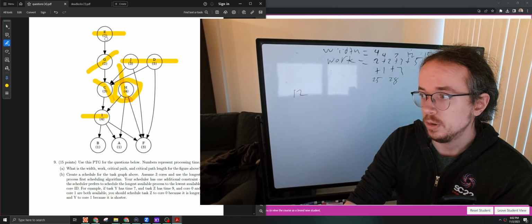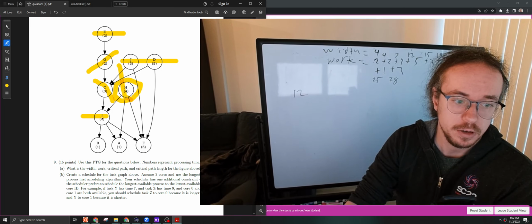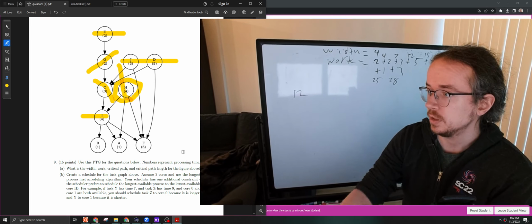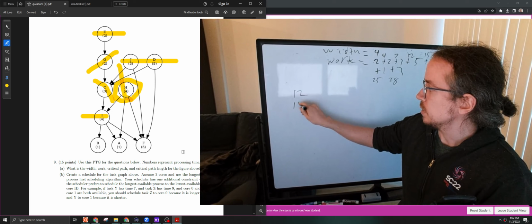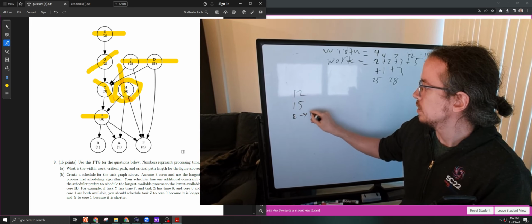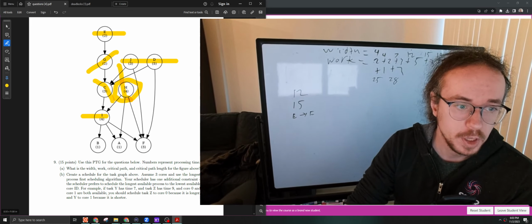We already know a better path because we could go down here and go to A. That's going to give us 12 again. Or we could go to F, and that's going to give us 15. So that's even better. So E through F. What else could we have?